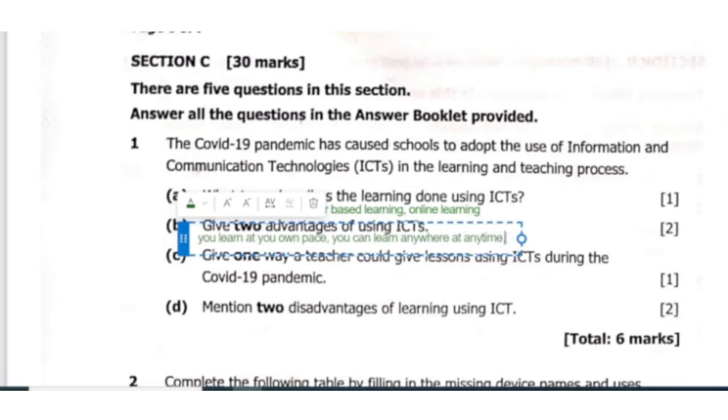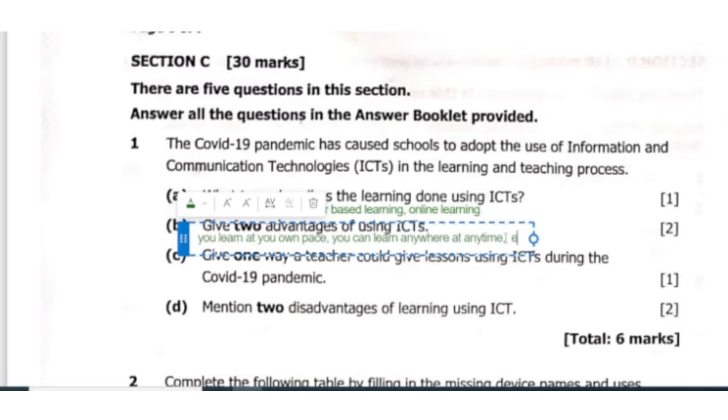So basically that is the other advantage. You learn anywhere at any time. And then to access the lesson, it's easier. If you have gadgets that can help you to go on the internet, you just have to research and find the topic you want. That's the other advantage: it is easier to research.